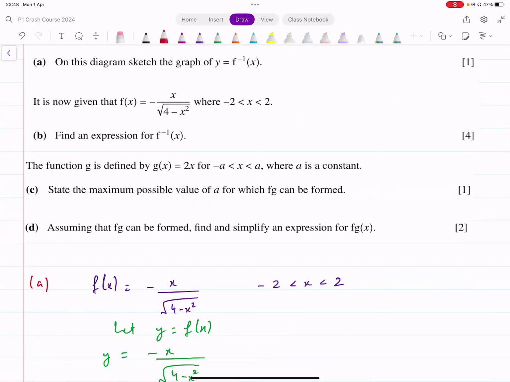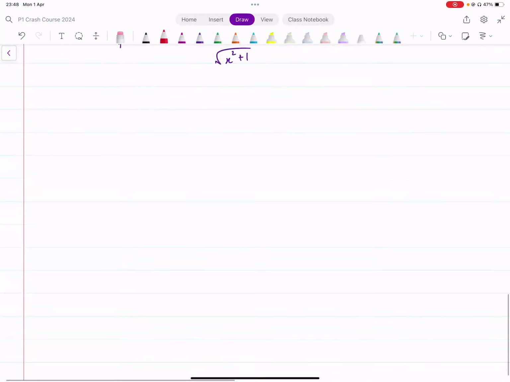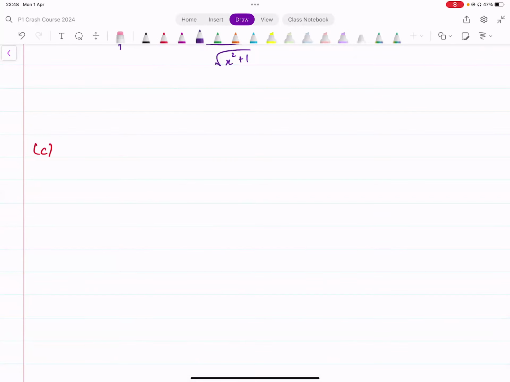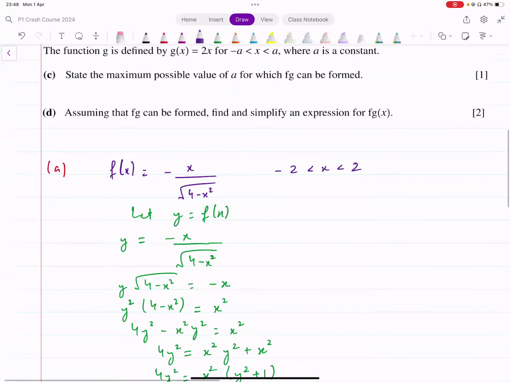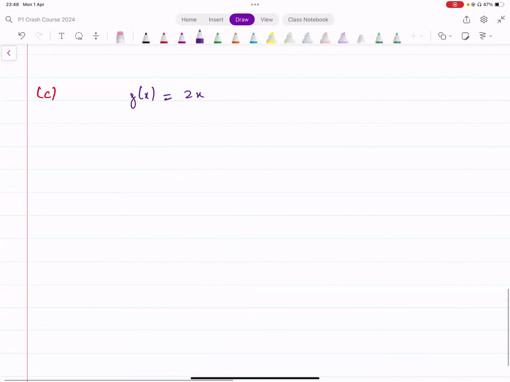It says the function g is defined by g of x equals x, and x is between minus a and a. That's the domain of the function that we're given. Okay, now we have another function, which is g of x, and g of x equals 2 times x. x is between minus a and plus a.